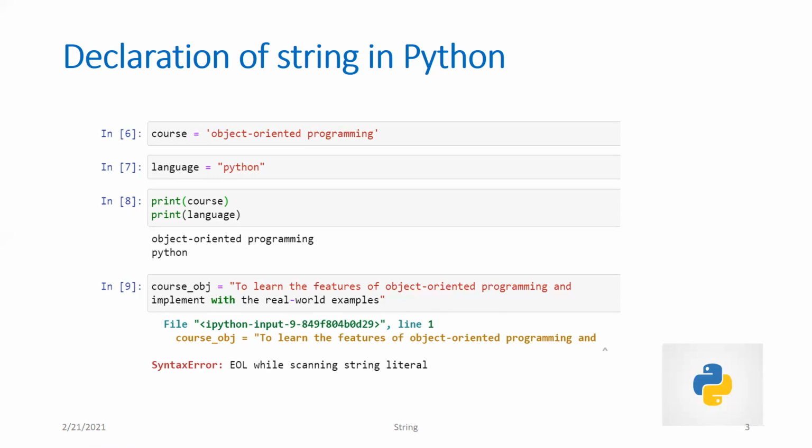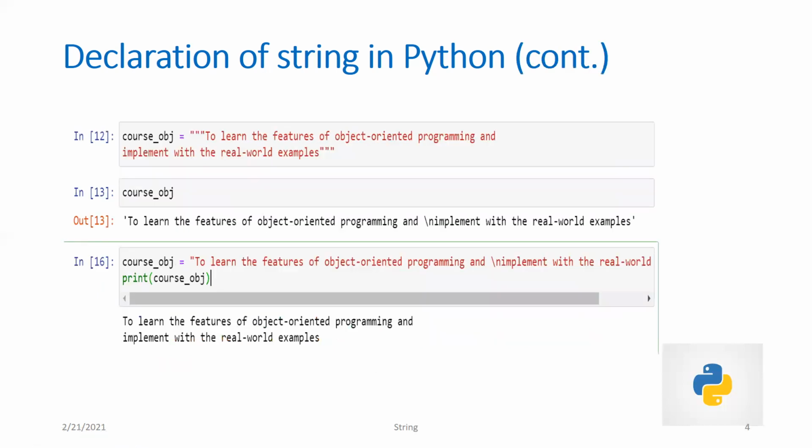Here, if I want to write a description, I have to use a triple quotation mark, not double quotation. Triple quotation will consider both lines together. Let's see what happens if I correct it. Here I use a triple quotation and then I run the program again.